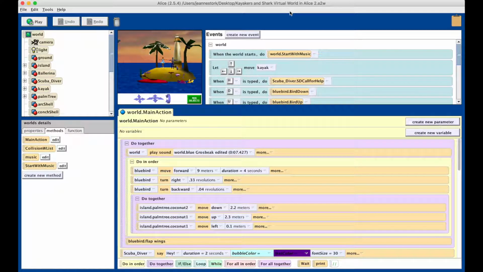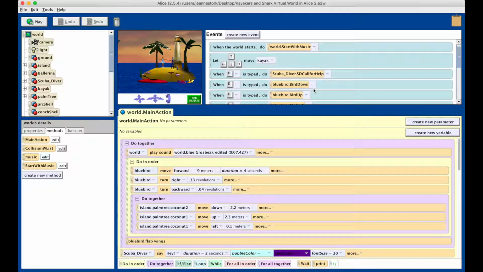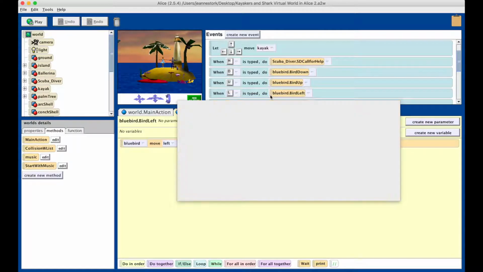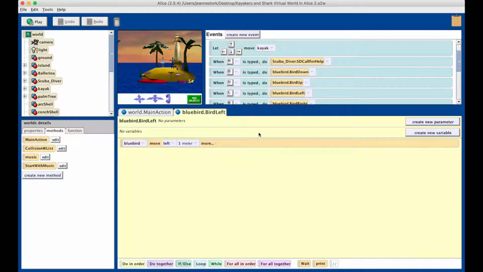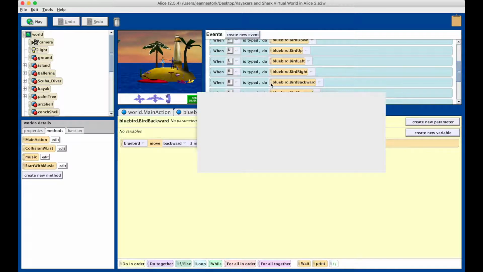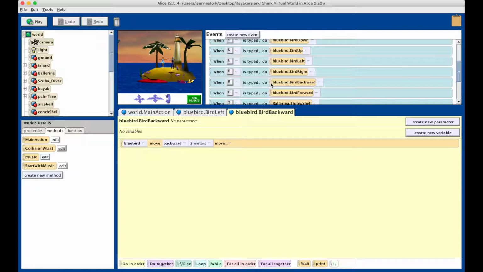Now, let's look at some of the coding. Alice 2 uses block coding instead of having the students type out, such as in Java. Here's just a little bit of what it looks like. I'm going to look at the bird first. The bird is moving left 1 meter. Now we're going to find where the bird moves backwards.